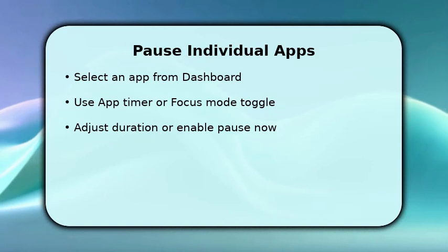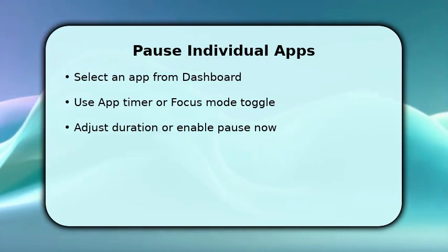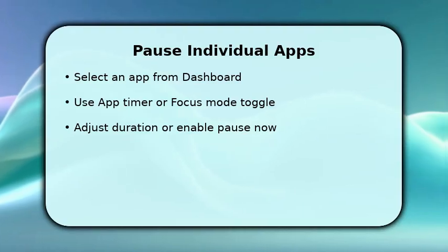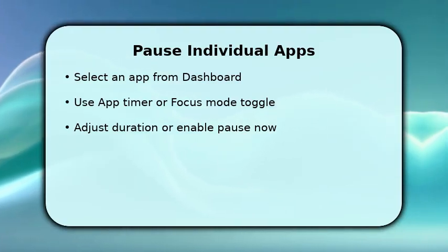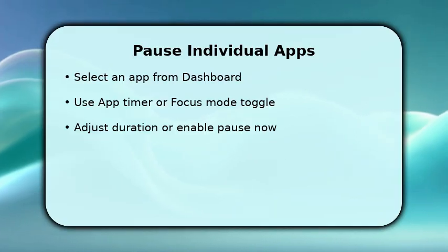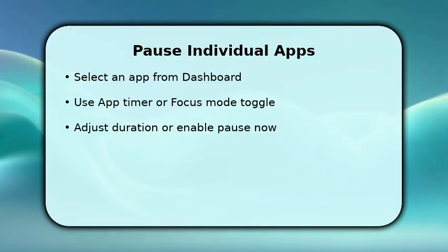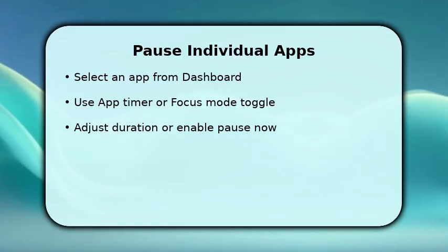Choose the specific app you want to pause from the dashboard list. Once selected, tap App Timer to set a daily limit, or tap Focus Mode to pause notifications and access instantly. If you need an immediate pause, enable Pause or Turn on Now, set a precise duration or choose until you turn it off. Make sure to confirm changes.